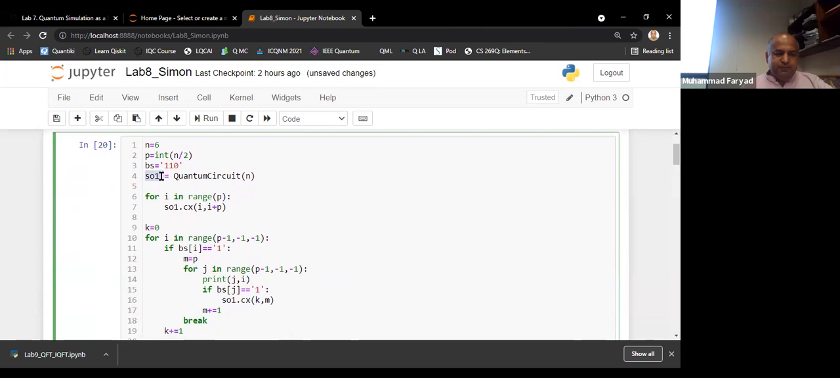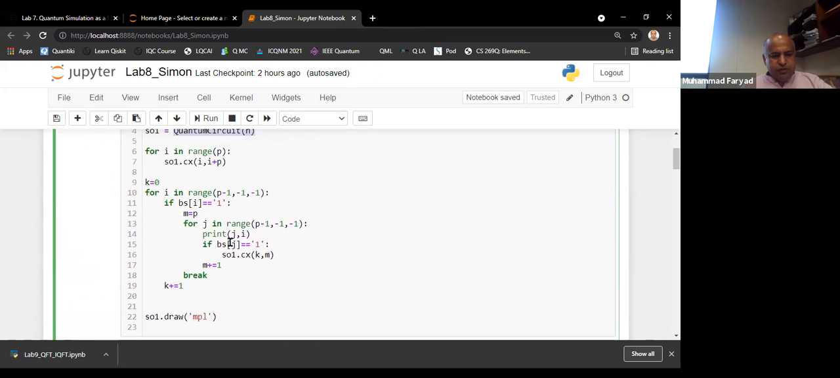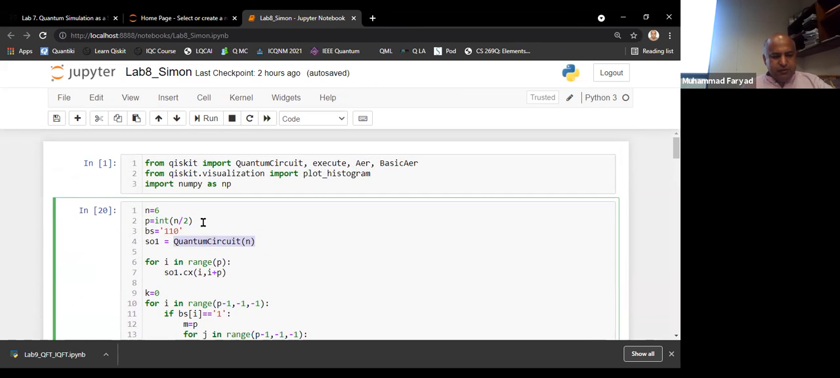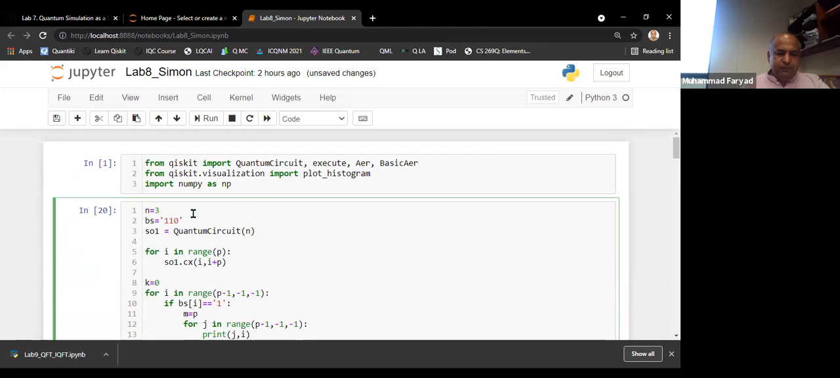So Simon oracle number one. So I start with a quantum circuit of N bits. So these are the total number of bits. And then, actually there's probably a better way of working with this. So let's say instead of P, let me call it N3, and then call this quantum circuit with 2*N.